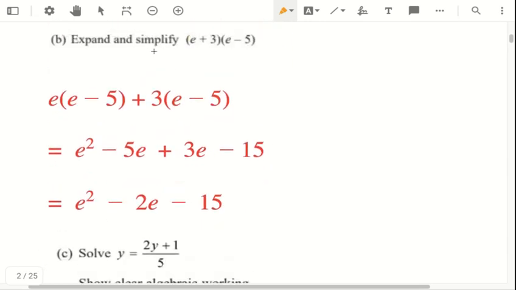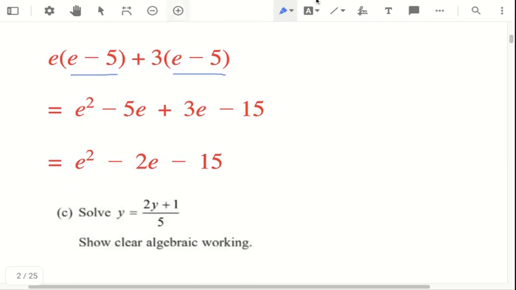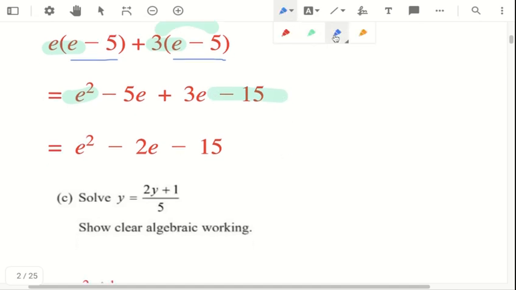Okay, next question. We want to expand and simplify (e + 3)(e - 5). So what we do is e multiplied by (e - 5) and then 3 multiplied by (e - 5). Okay, and then from here we will expand. So e times e is e squared, minus 5e, plus 3e, and plus 3 times minus 5 is minus 15. So once you simplify it, minus 5 plus 3 gives you minus 2e. So that's the simplified answer.